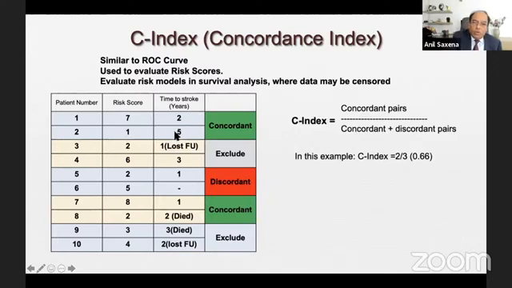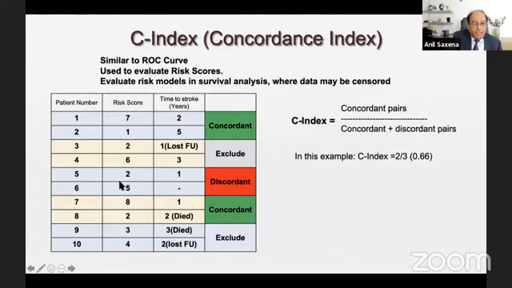So that's called a concordant pair, because that's what we expect. We are doing CHA2DS2-VASc to see this only: if the score is 7, time to stroke is 2 years. If the score is 1, time to stroke is 5 years. So that would be in expectation. That's what you expect. So it's called a concordant pair.